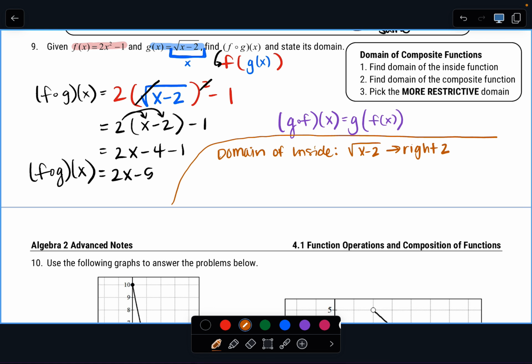Now, the parent function for a square root. You should know what the parent function of a square root looks like because we took a whole test on it. And I told you, you would have to know these for the whole year. But the parent function of a square root normally looks like this. It's a little one-armed guy. It's been moved to the right 2. So the domain of the inside function is going from 2 to positive infinity, because it moved right 2.